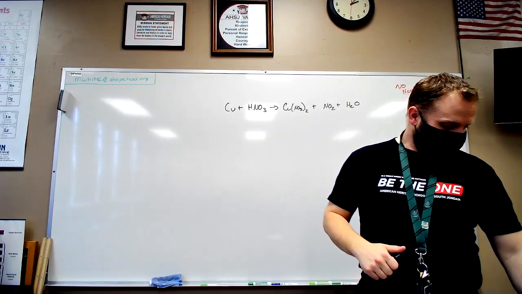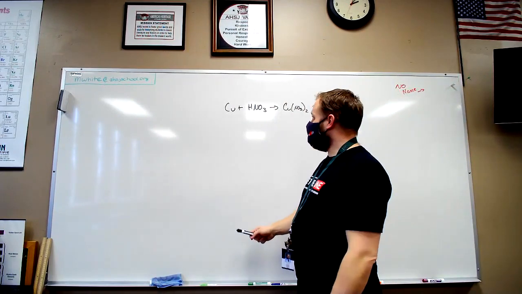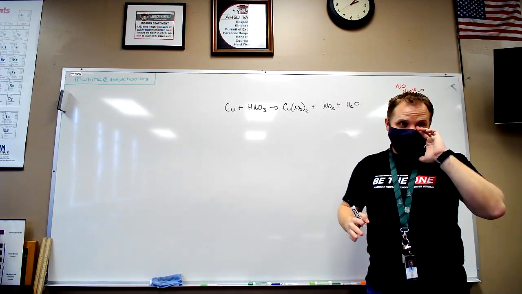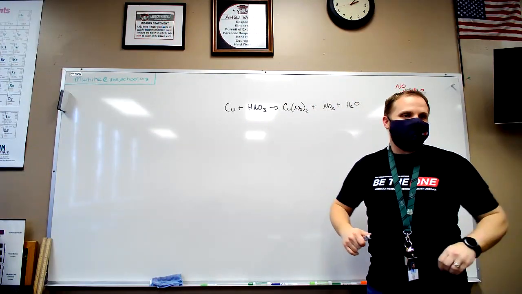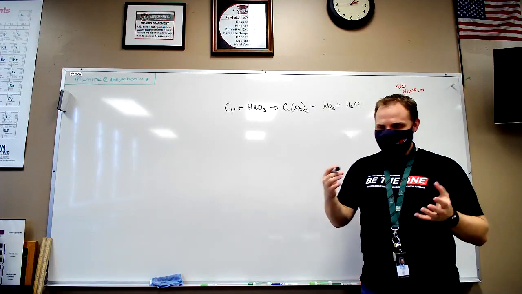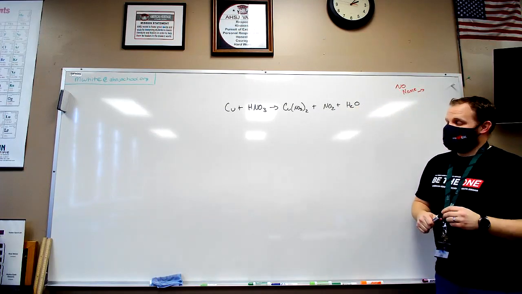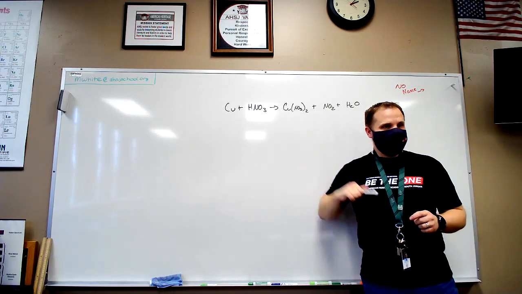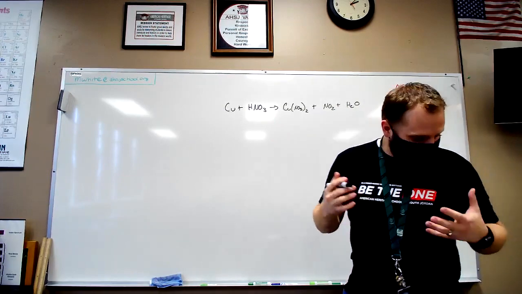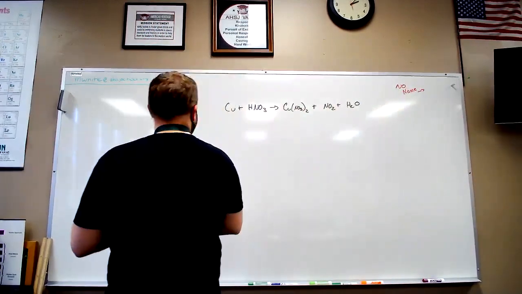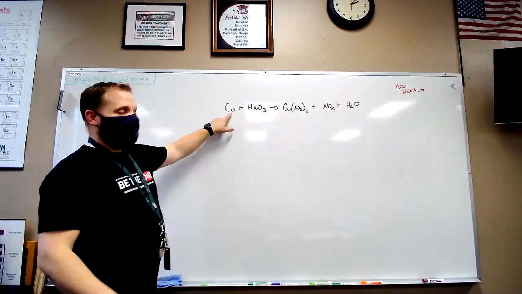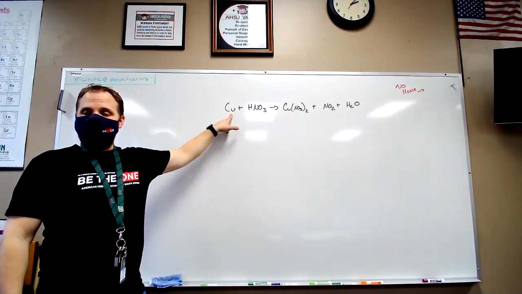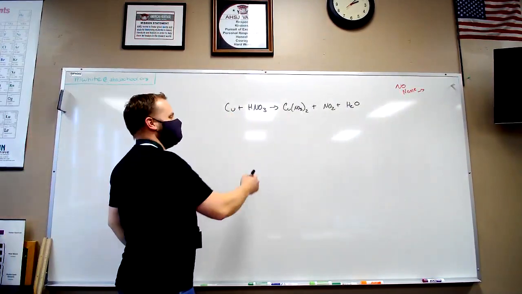Now, obviously, just hearing those words probably doesn't really explain to you how we need to go about doing this. So let's look at the example problem, which conveniently uses this equation. So the first thing that we need to do, we need to assign oxidation numbers. What's this oxidation number? 0. Why is it 0? Because it's by itself. Anything by itself is 0.